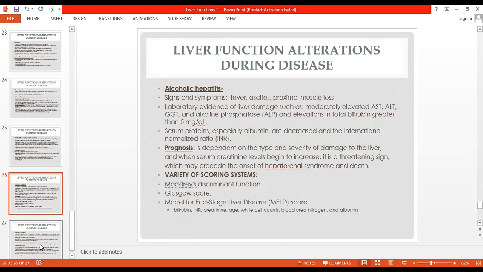There are a variety of scoring systems that have been used to assess the severity of alcoholic hepatitis and to guide treatment, including the Maddrey discriminant function, the Glasgow score, and the model for end-stage liver disease score, or the MELD. All three scoring systems use the bilirubin, INR, creatinine, age, white cell count, blood urea nitrogen, and albumin level to stage and guide treatment.